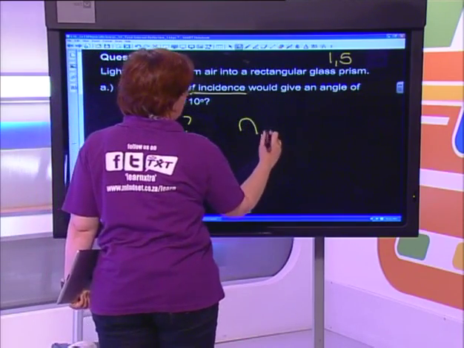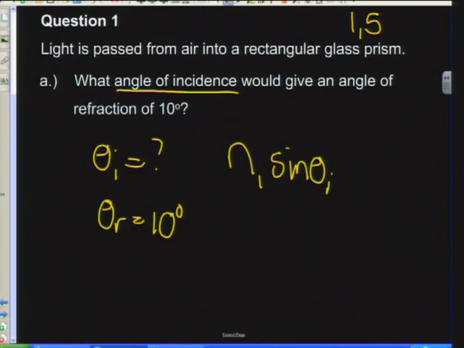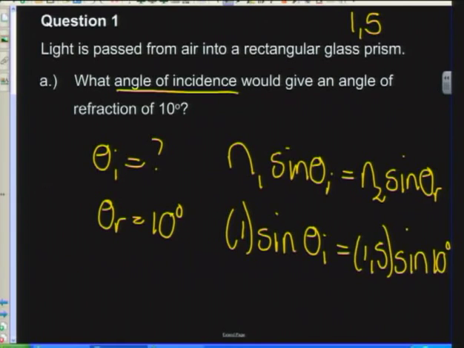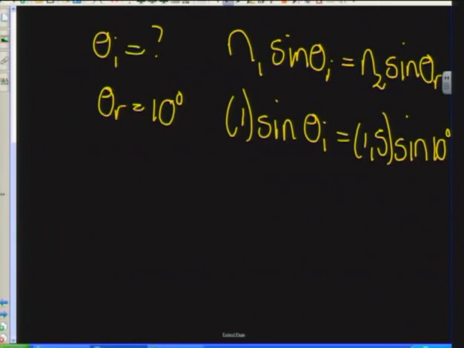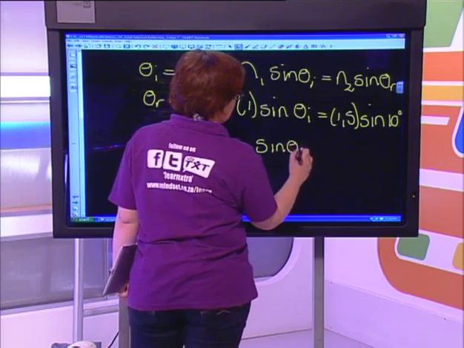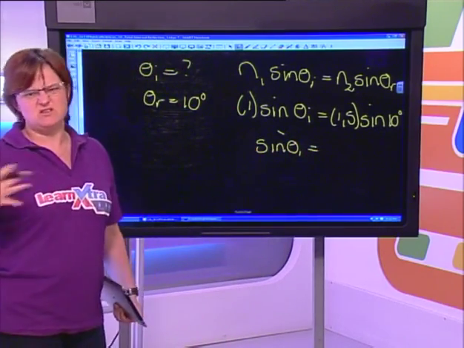N1 sine theta I equals N2 sine theta r, and it started in air, so that's my initial refractive index. We don't know what theta I is, so let's write this properly. And the refractive index for glass is 1.5, and it has an angle of refraction of sine 10 degrees. Now we need theta I. So first let's get sine theta I on its own. We would divide both sides by 1, so it's actually quite nice, because dividing by 1 leaves it the same.